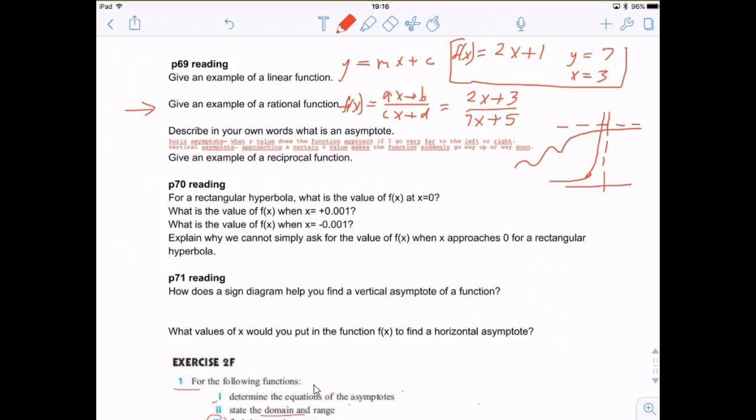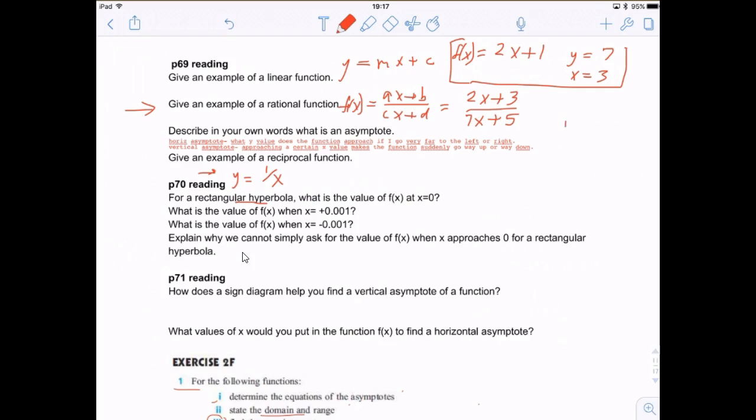A reciprocal function is kind of the way it sounds. A reciprocal means 1 over a quantity, and a reciprocal function basically is 1 over x, or 3 over x, or anything over x. So that's a reciprocal function. For a rectangular hyperbola, what is the value of f of x at x equals 0? Guess what? A rectangular hyperbola is the graph of this function, the reciprocal function.